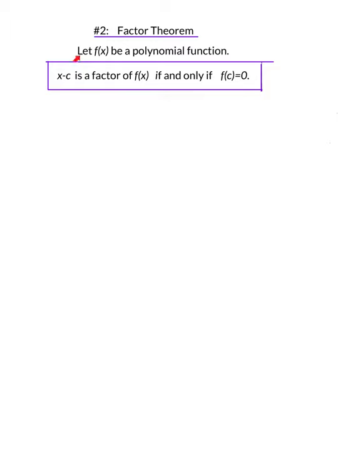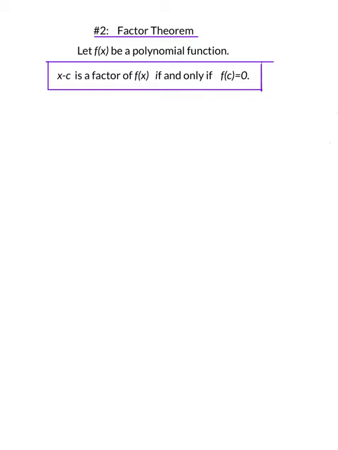Our next agenda is going over the factor theorem. Now, the factor theorem falls directly from the remainder theorem. So let's just see what it says. The factor theorem says, let f of x be a polynomial function. Then x minus c is a factor of f of x if and only if f of c equals 0. Which should kind of make sense if you think about it, because if x minus c is a factor of f of x, then do you see that the remainder has to be 0?